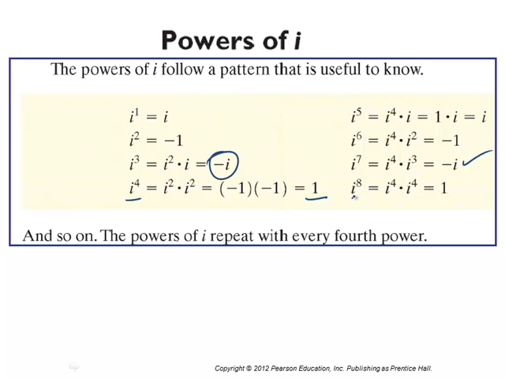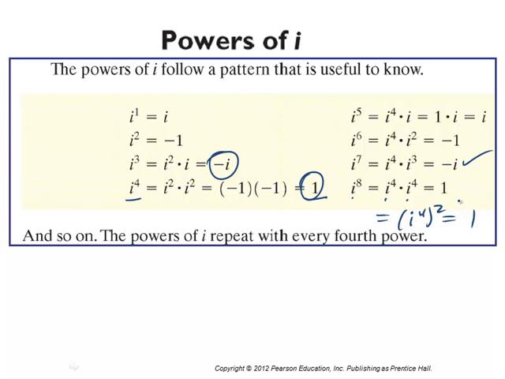And then I to the eighth is going to be I to the fourth times I to the fourth, or in other words, I to the fourth squared. But I to the fourth is 1, like we saw over here. So that's 1 squared, which is 1.